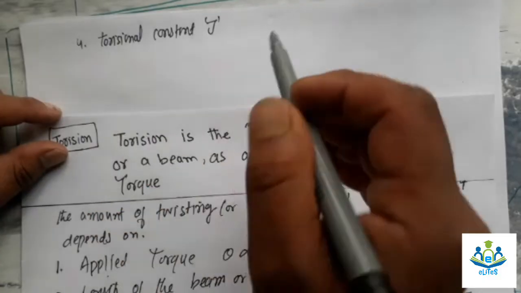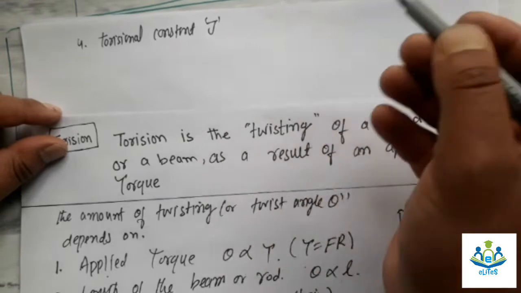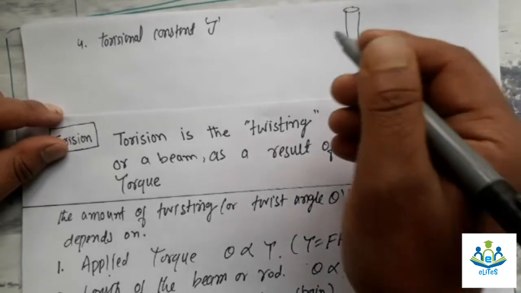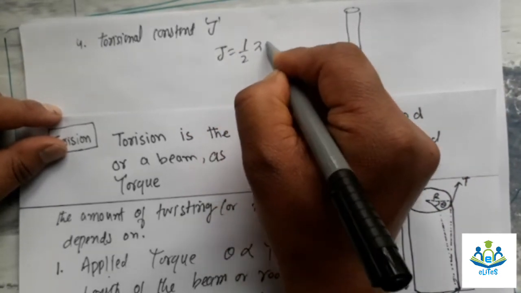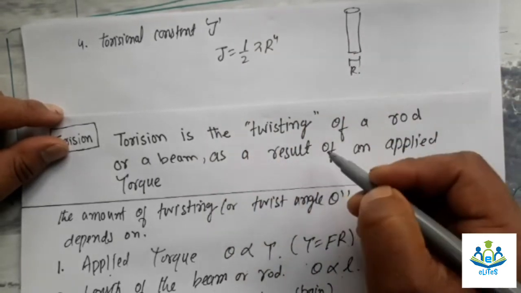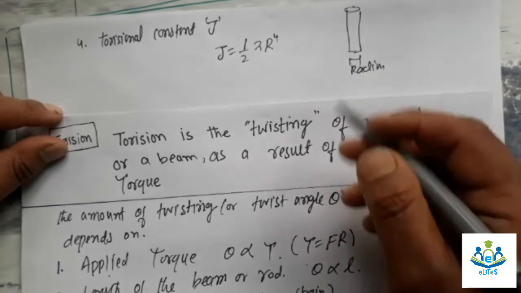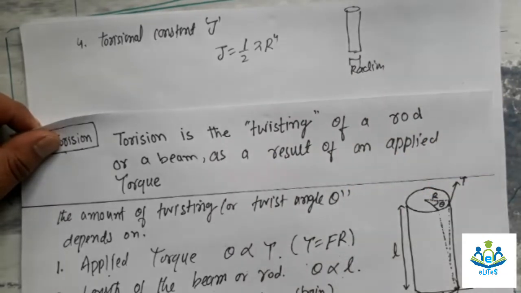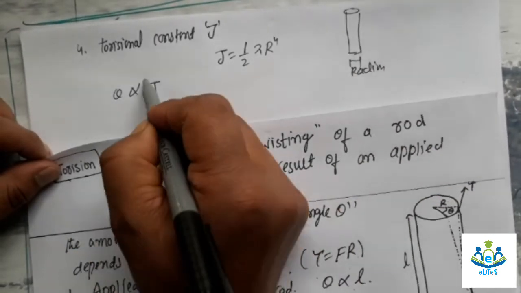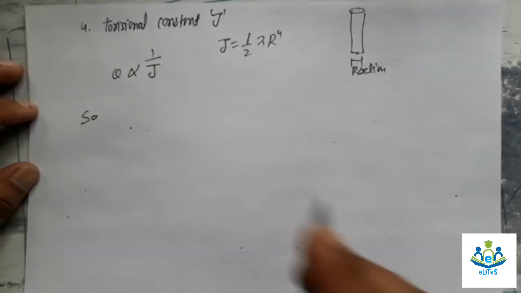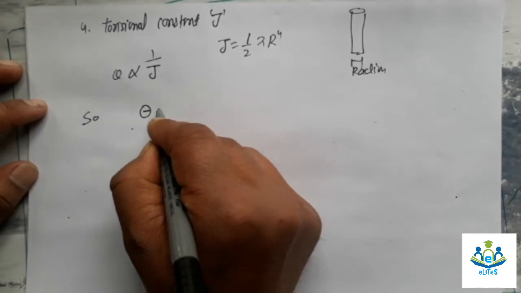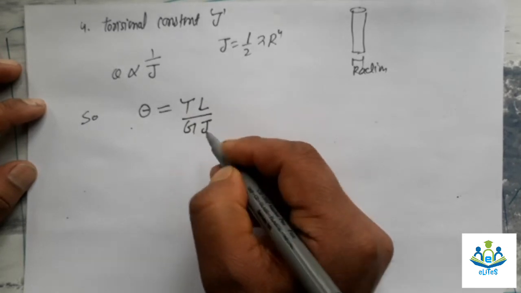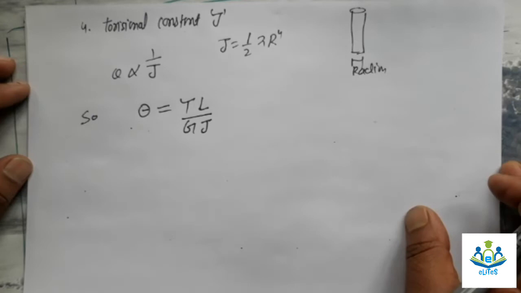Okay, it depends upon the torsional constant J. This wire is a circular wire. Here J is 1 by 2 pi r raised to power 4, where r is the radius of this circular wire. If it is a beam, then J has some different value. Now theta is inversely proportional to this torsional constant. So twist is inversely proportional to this J. So theta is tau L over G into J. These are the factors on which this torsional angle of twist depends.